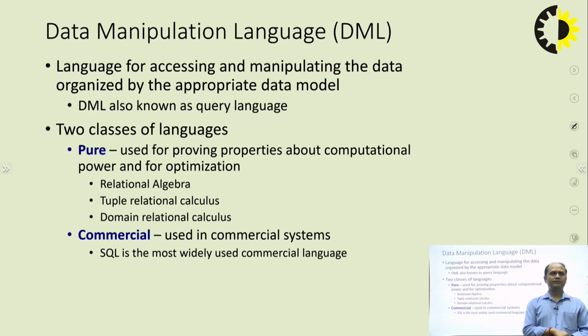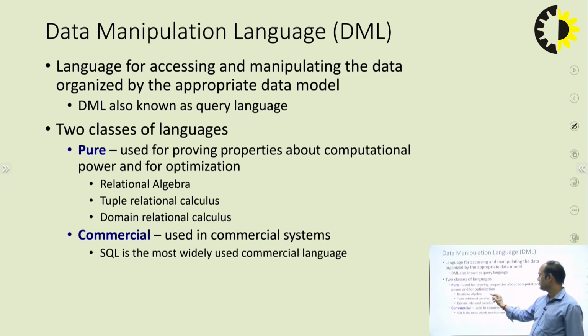There are two classes of language that we can use: one is pure and one is commercial. SQL is the most widely used commercial language. In the pure form of language, for computational power and optimization purposes, we can use relational algebra, tuple relational calculus, and domain relational calculus. Suppose we have to design a particular database, we can use the pure language for computational and optimization purposes, so we can use relational algebra.